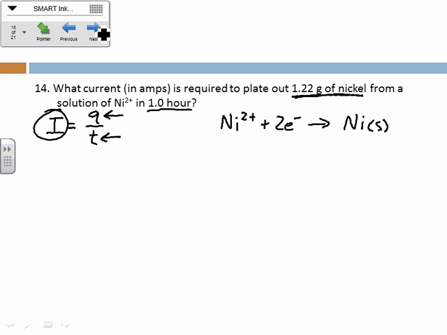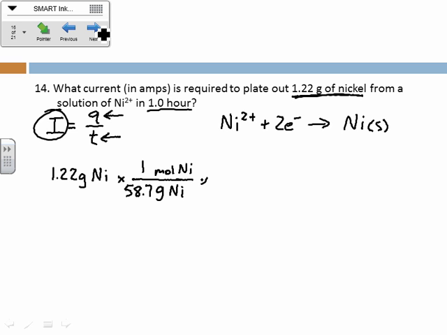So if we start with 1.22 grams of nickel, probably the next best thing to do is to go to moles of nickel. And again, we need to write balanced chemical equations. Anytime we're doing stoichiometry, that needs to be the first step. So I just kind of did that. I assumed it. Grams of nickel, 58, we'll round to 58.7.